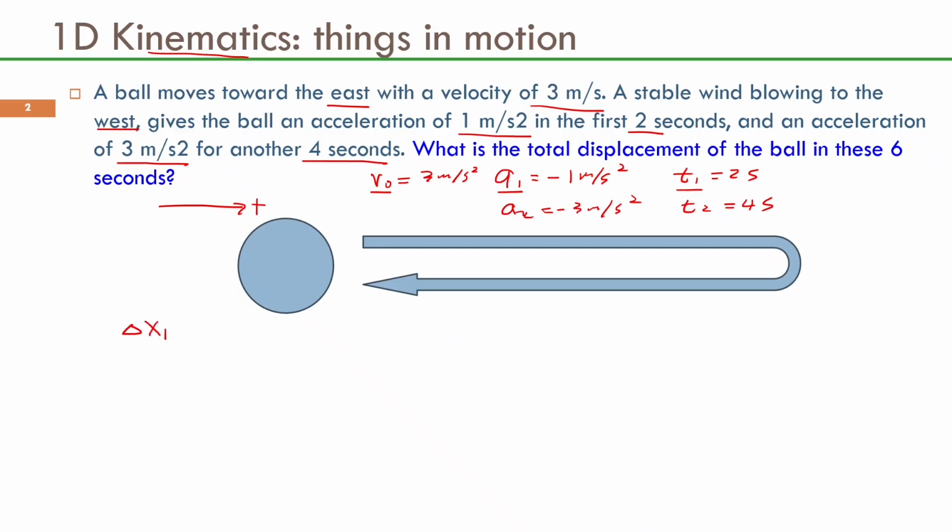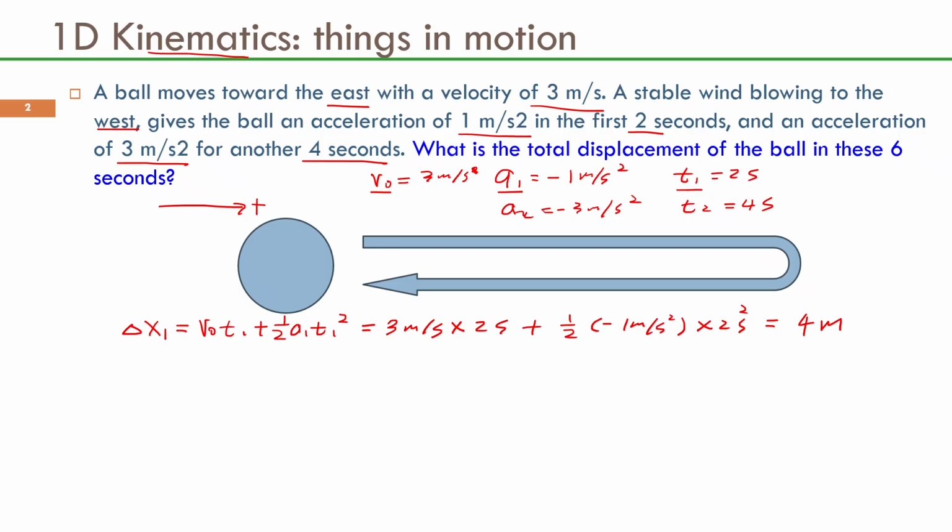Delta x1 equals v0 t1 plus half a1 t1 squared. If we plug in all the values, this is what we have: 3 meters per second times the time, which is 2 seconds, plus half times minus 1 meter per second squared times 2 seconds squared. So after calculation, we get 4 meters. That means in the first 2 seconds, the displacement is 4 meters.